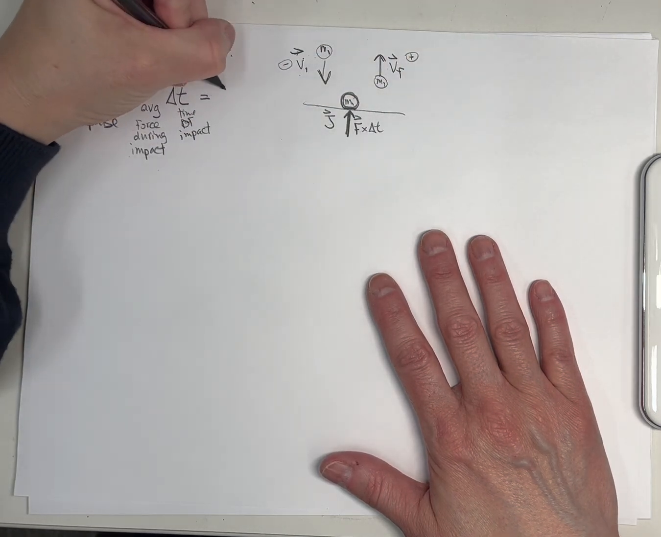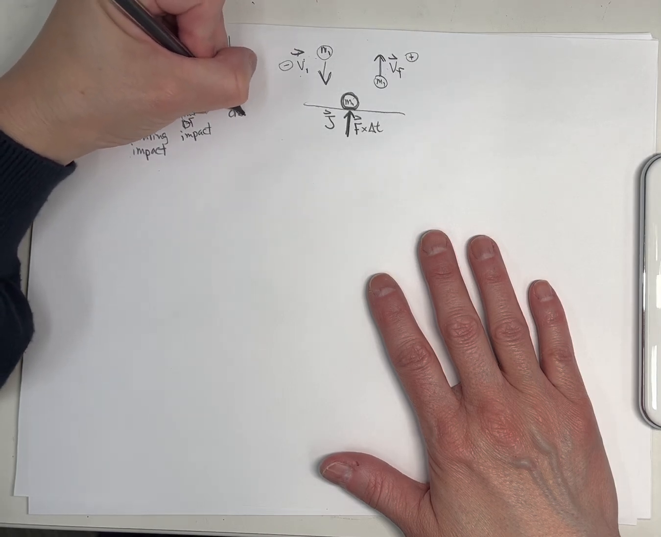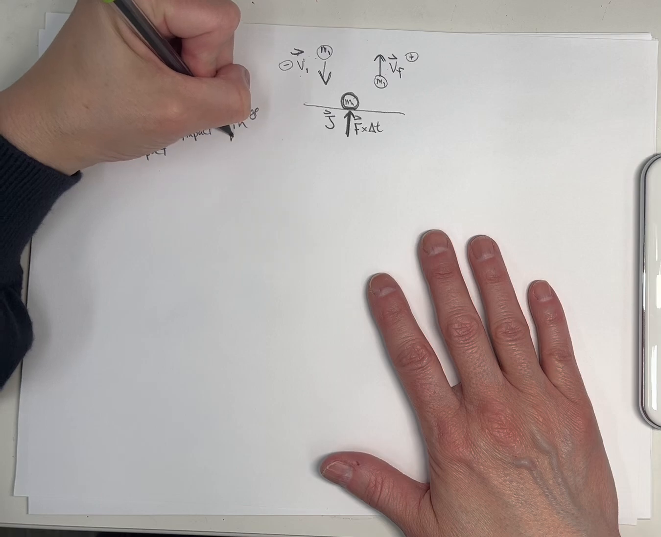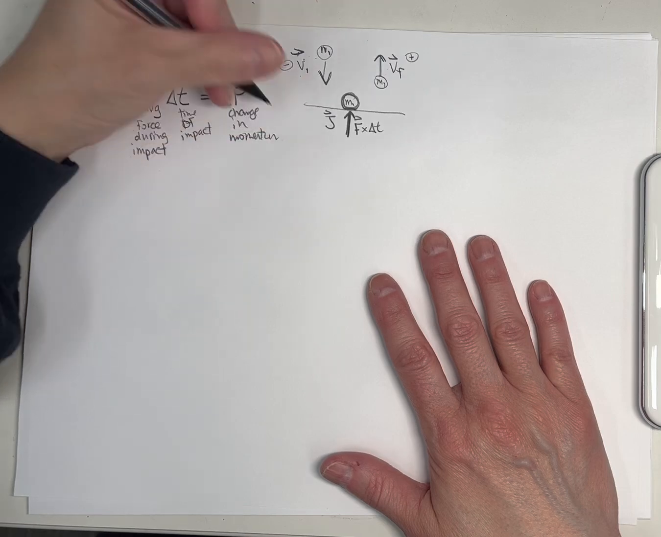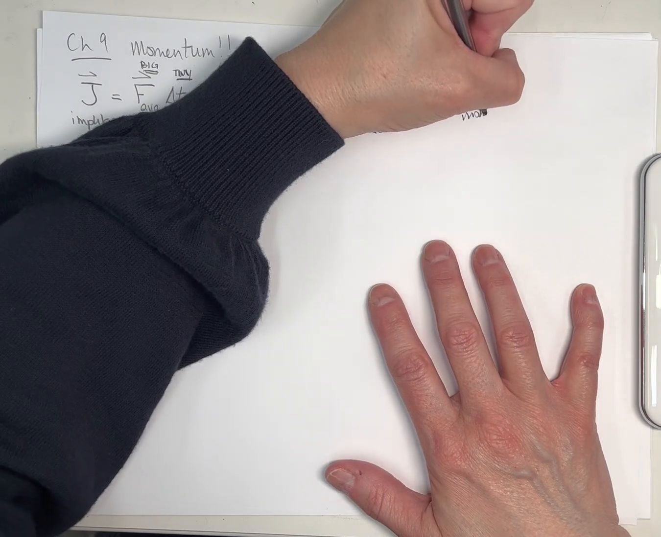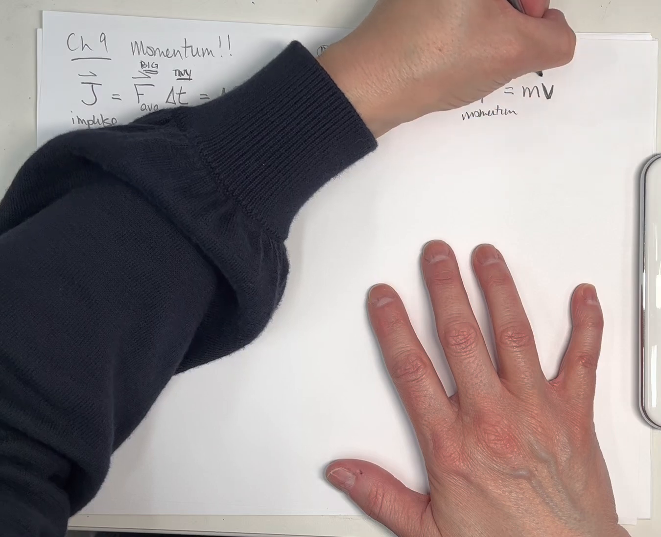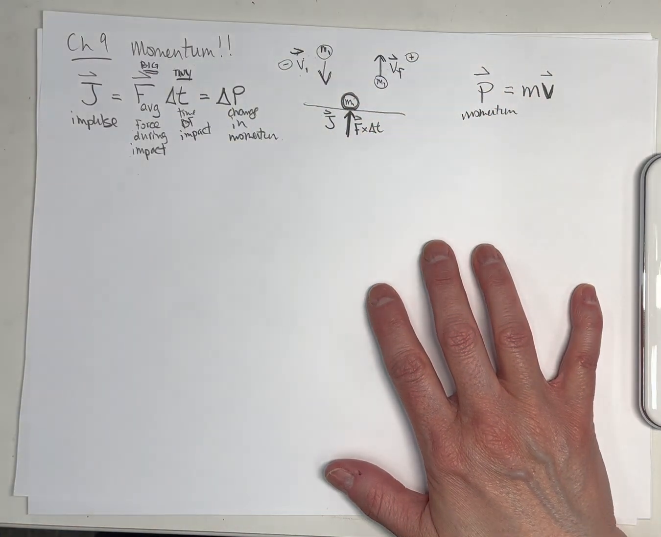So what I call that is a change in, new letter, momentum. Change in momentum. Dr. Urban, you haven't told us what momentum is yet. Well, hold on, give me a second. Momentum is the object's mass times its velocity. Velocity is a vector quantity, so momentum is a vector quantity.